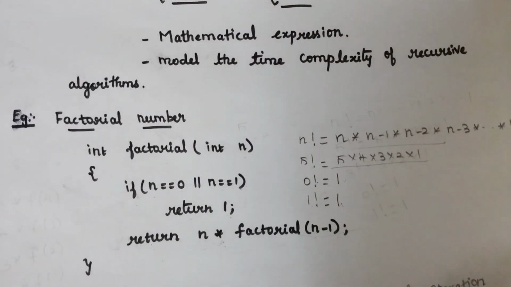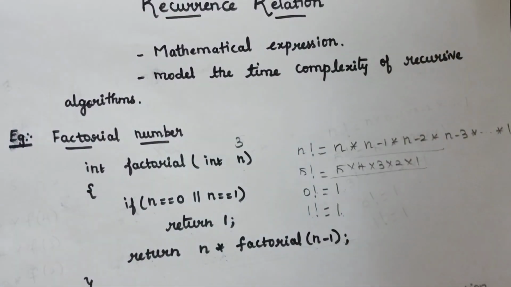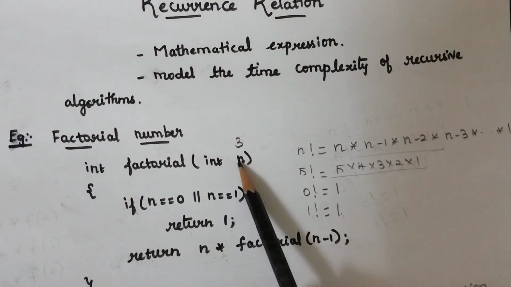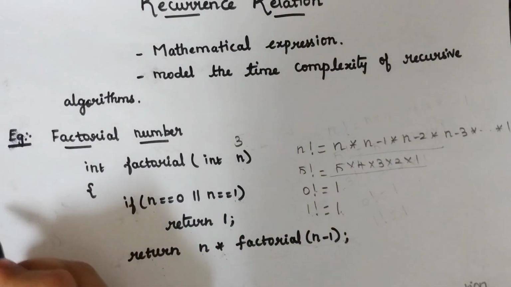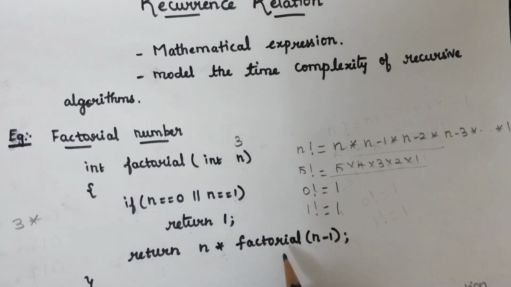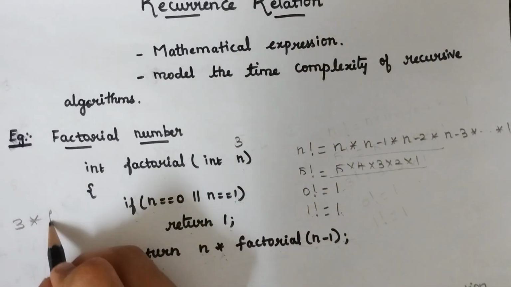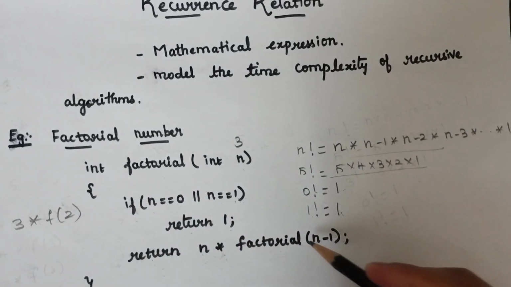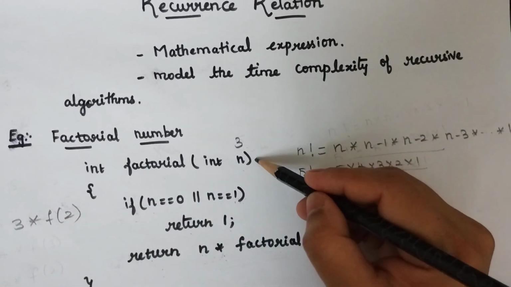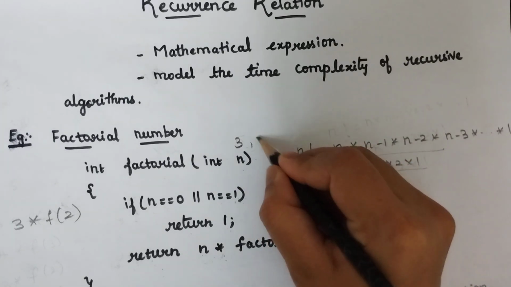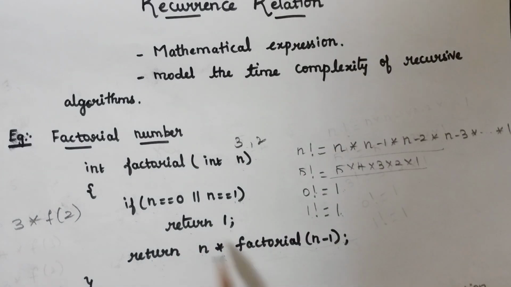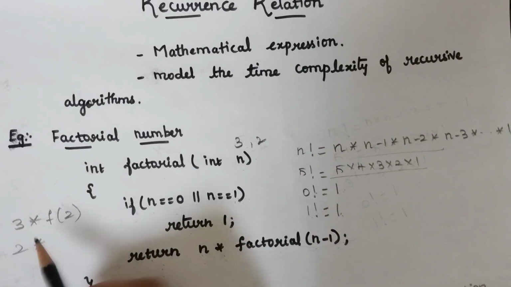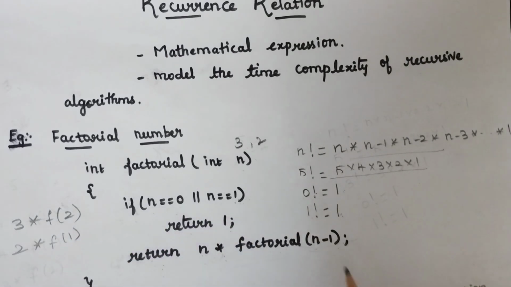So let me take the n value as 3 here and we'll try to see how it works. If n is given as 3, first it will check the condition, which is false. Since it is false, it comes to this statement, and here n is 3, so 3 star, then it will call factorial of n minus 1, which means factorial of 2. So again this function call comes here. Now n becomes 2. It will check the condition again, which is false, so it comes to this return statement. Now n is 2 multiplied by factorial of 1.